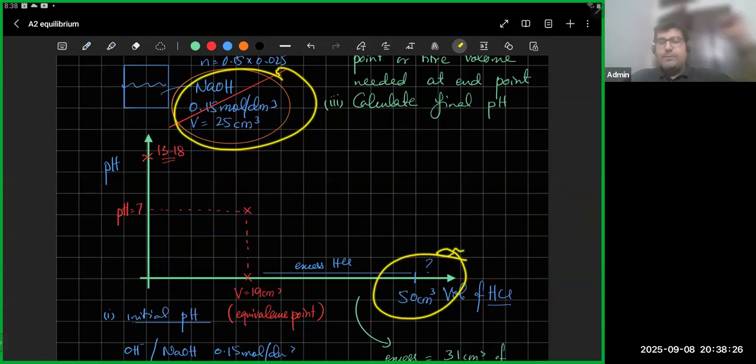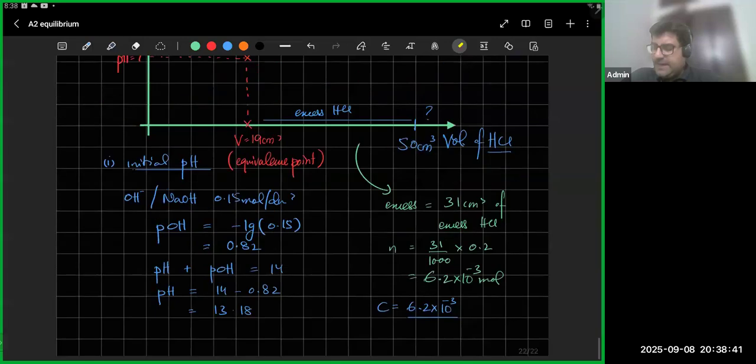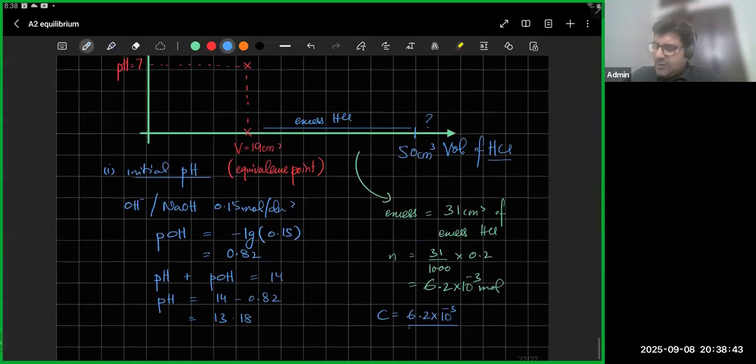So what would be the total volume of the solution at the end? These two solutions are going to mix up. You had 25 cm cube already initially, and from the top, you added 50 more. So that means the leftover HCl that you have in the flask is now present in 75 cm cube solution, which is 0.075 dm cube, right?